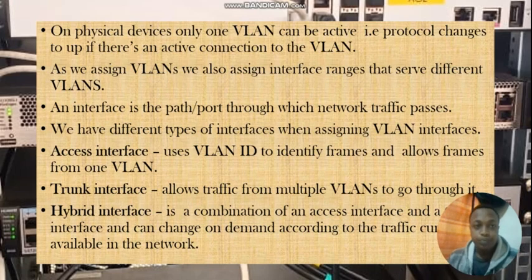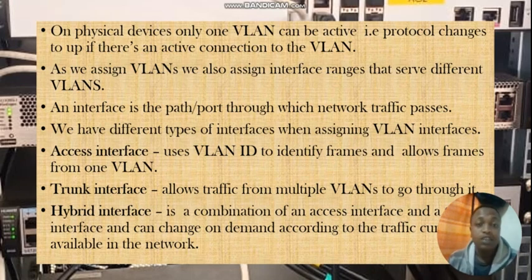Now, on physical devices, we have to note this: only one VLAN can be active, and that means that the protocol changes to up if there is an active connection to the VLAN. So if you have different VLANs in your network, then in physical devices only one VLAN can be up, and it's going to be up if there is an active connection to that particular VLAN.